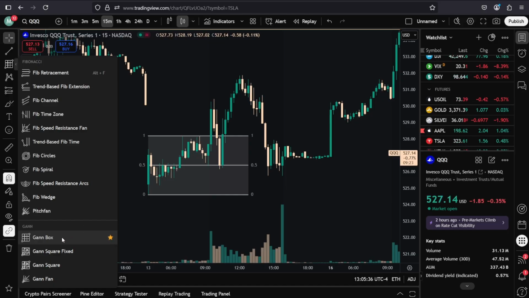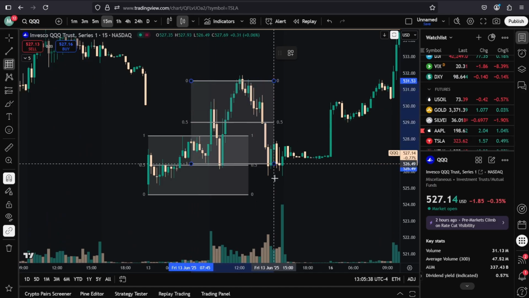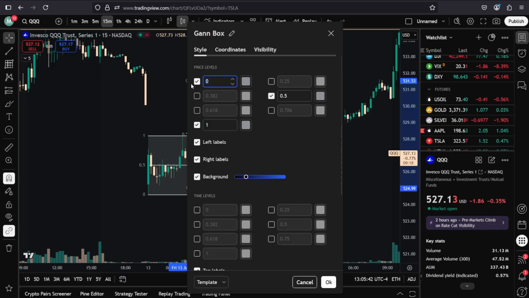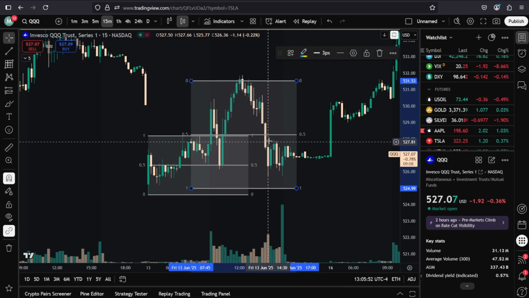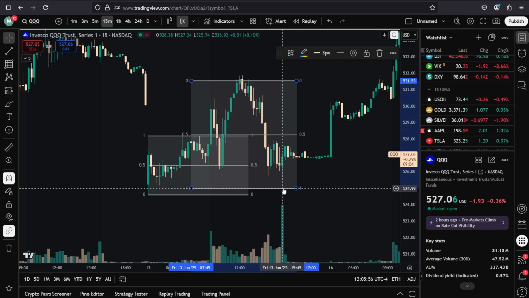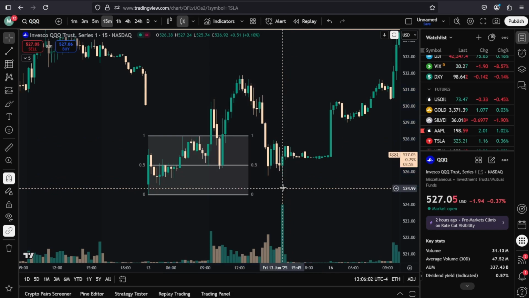Next, click on the Gann Box, drag it anywhere on your chart, click the cog icon for settings, activate 0, 1, and 0.5, and then deactivate all of the time levels. You can customize whatever color you want. I like to keep mine neutral. Now that you have that, you have the 0%, 50%, and 100% retracement levels. I use these to mark out the London high, London 50, and London low.